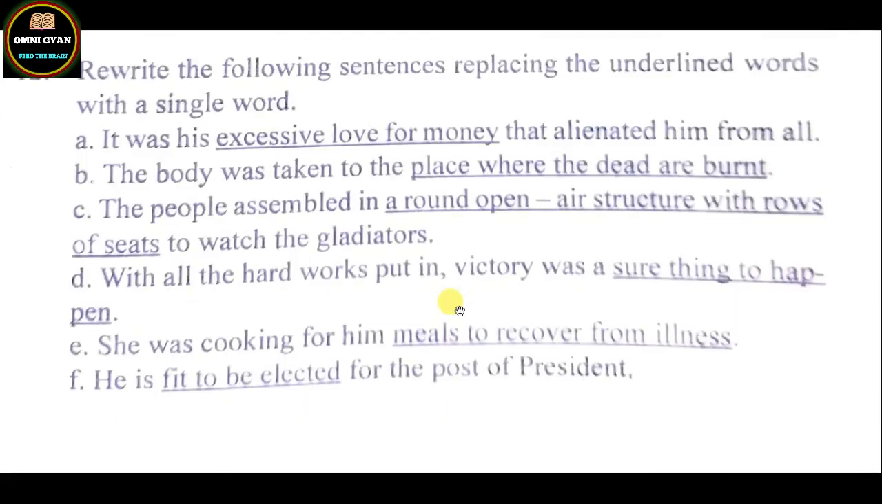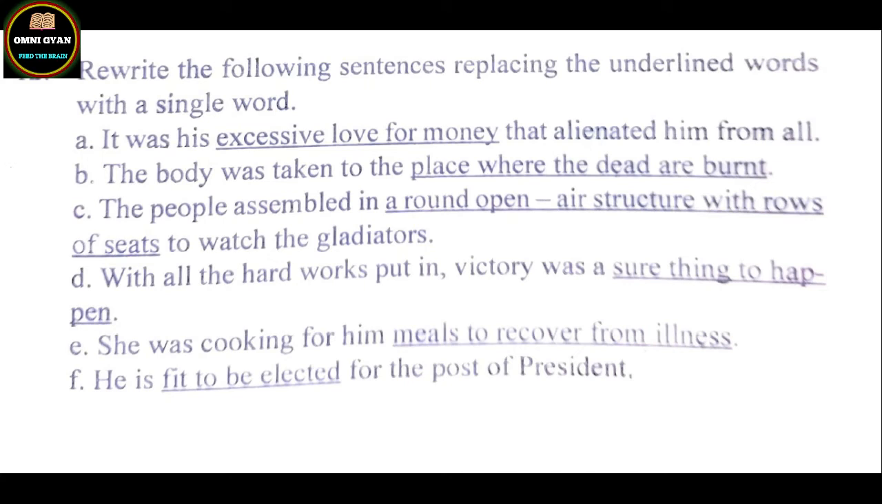So we'll move on. Next page. It was his excessive love for money that alienated him from all. So he became separated from all because he loved money too much. So excessive love for money has been underlined. Let us discuss the questions. Again, there are questions given here and answers are discussed on the next page. I'll give you 2-3 seconds. Please pause the video and you can write all the questions down.